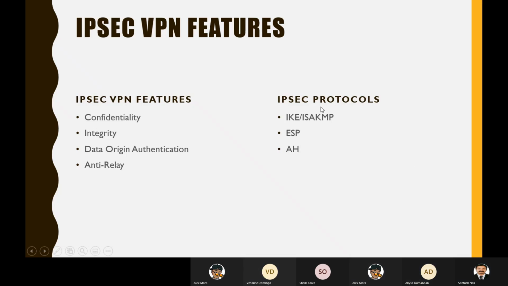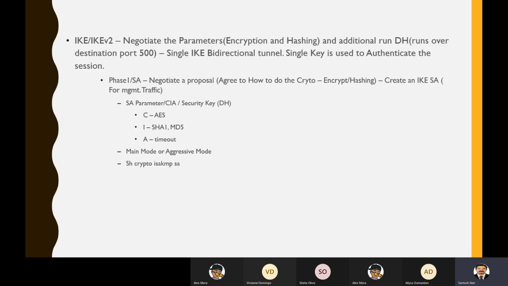The main protocols used in IPsec VPN are IKE, Internet Key Exchange, and then we have encryption. In phase 2, we use ESP and AH. So IPsec VPN itself has two phases, phase 1 and phase 2.